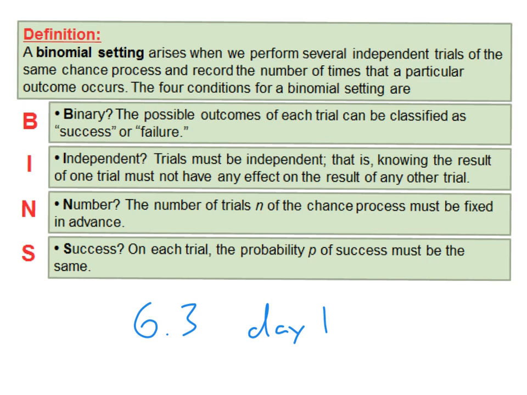I, the trials have to be independent. N, you have a fixed number of trials. Again, we call that N. The way you should approach that is you should be able to find that number in a problem. And S stands for success. The probability of success has to be the same for every single trial.